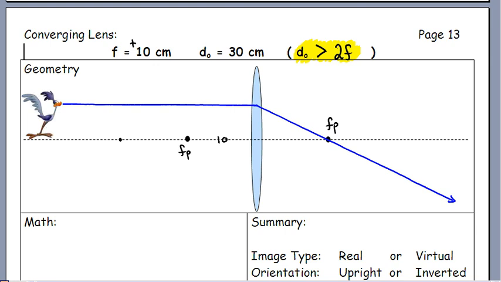Okay, another ray to draw. What if you were to leave the beak and go focal point first? Okay, we'll get to the glass. Does a double bend, and then it's going to go parallel to the principal axis. I can already kind of see where this is all going to line up, but let's put one more in. Let's go center. Things are lining up pretty nicely.